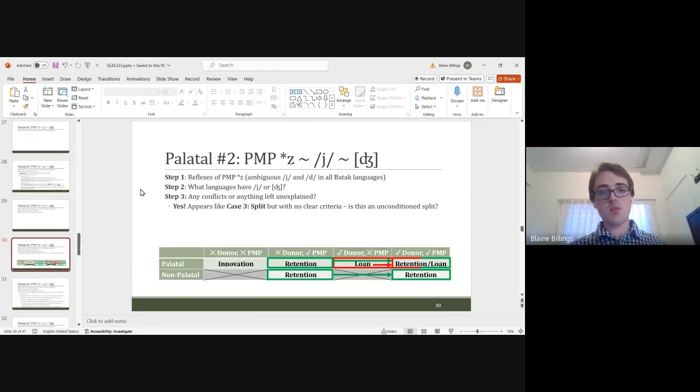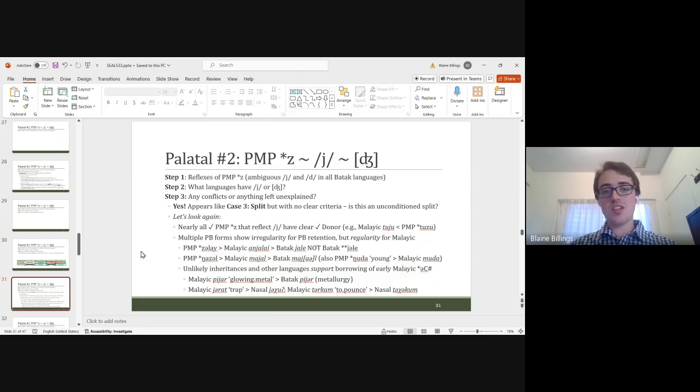Yes, because it appears like we have a case three split with no clear criteria on when did the PMP Z become J and when did it become D. So if there's no clear criteria, then is this an unconditioned split, which we would not be expecting anyways? So let's look again at all these lexical items. Nearly all of the PMP Z that reflect J have a clear donor. So for example, PMP Tuju may be retained as Proto Batak Tuju, but also in neighboring Malaic you have Tuju.